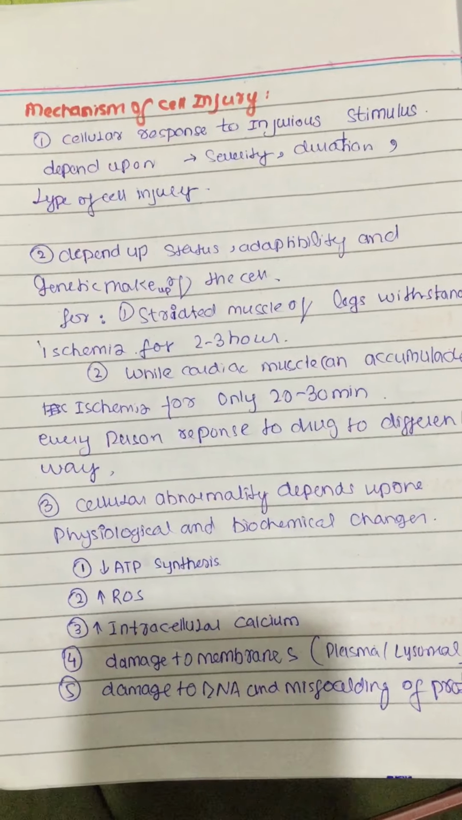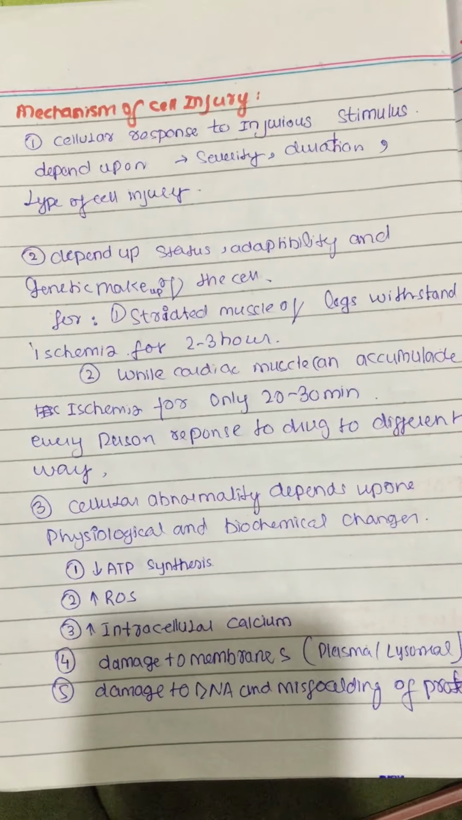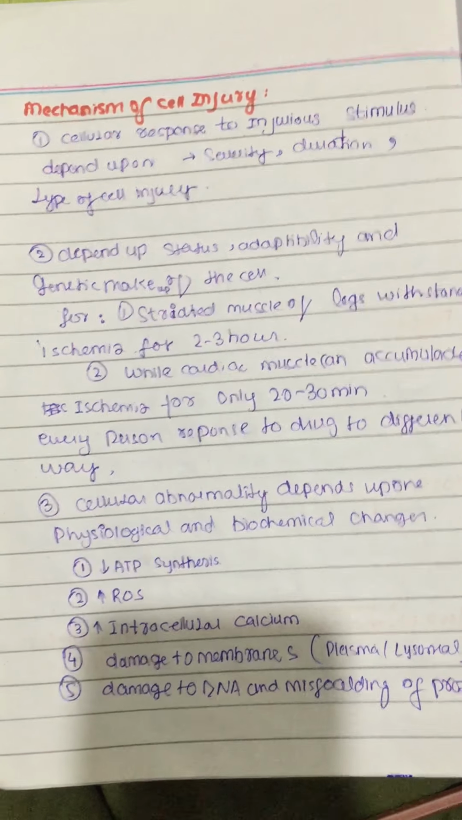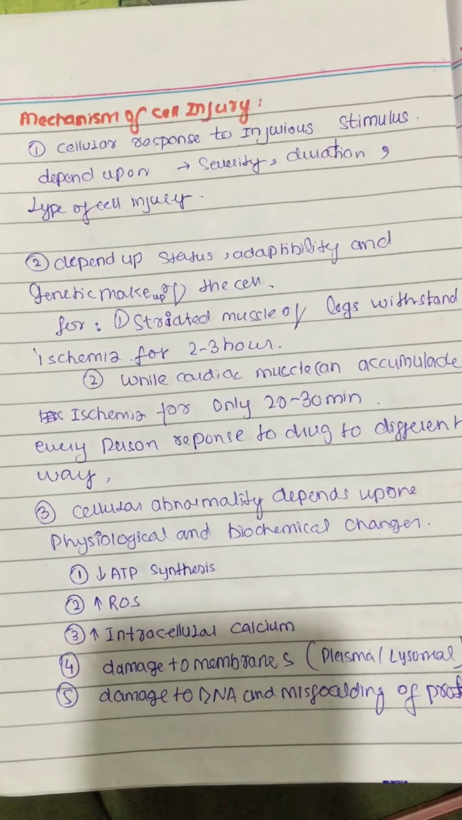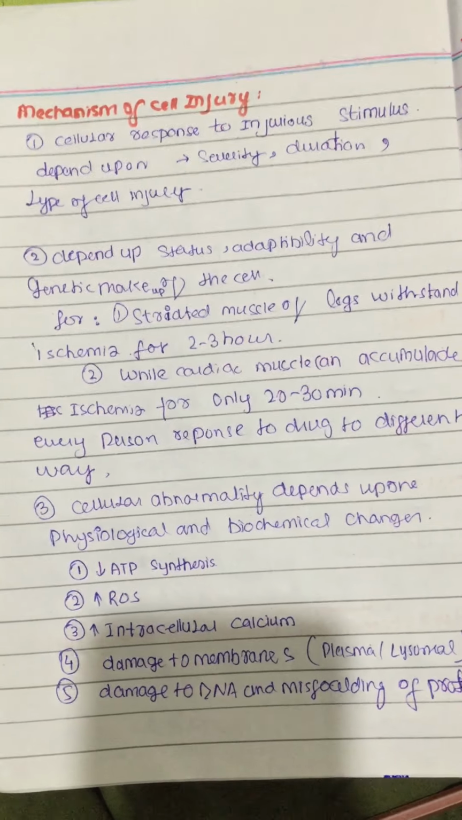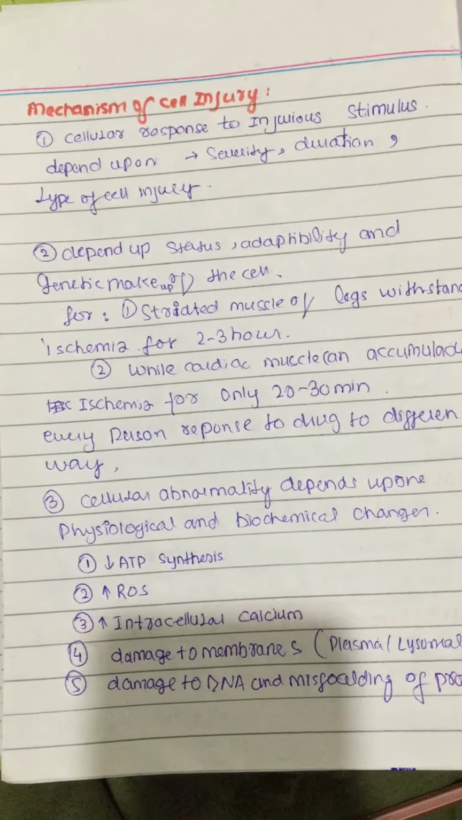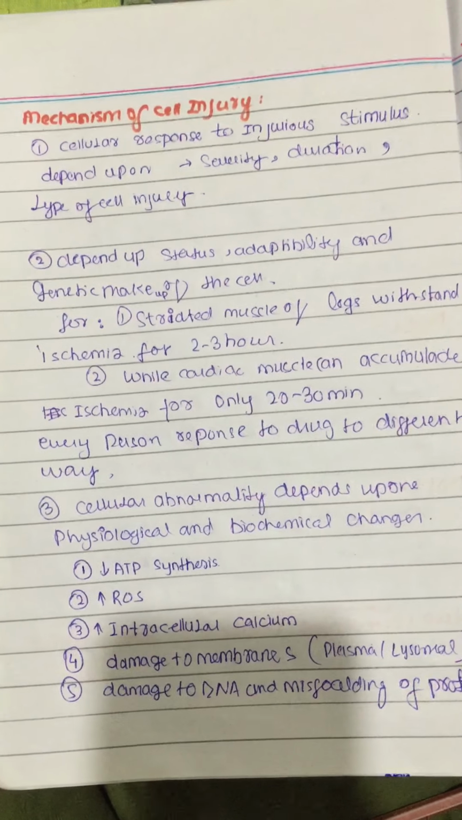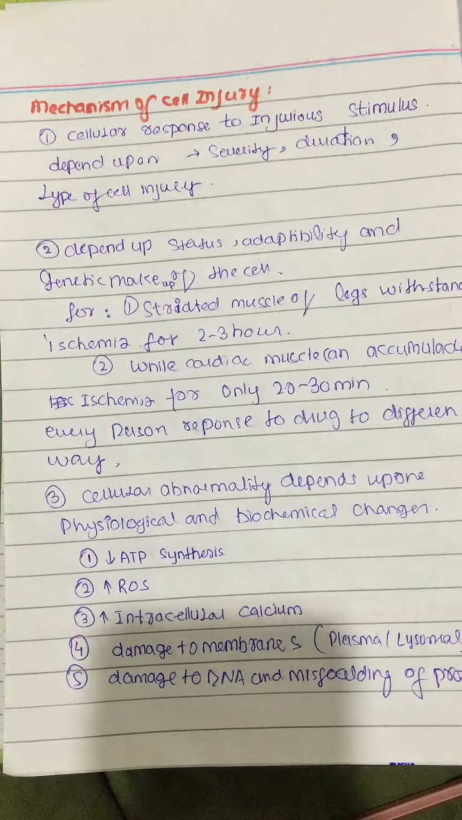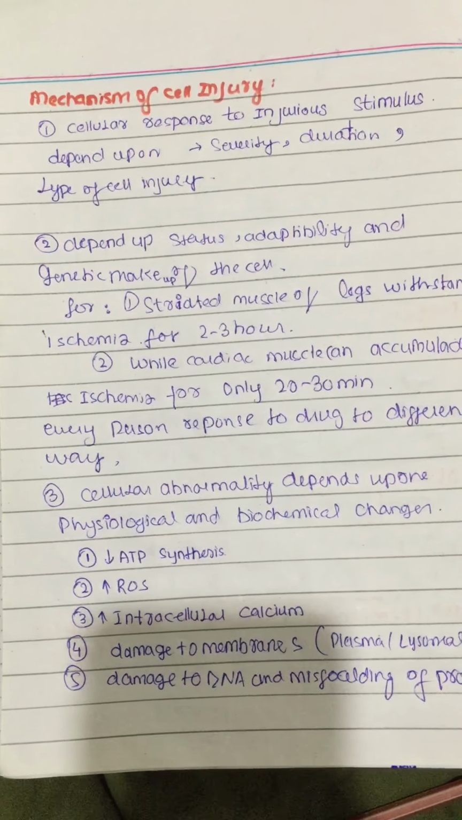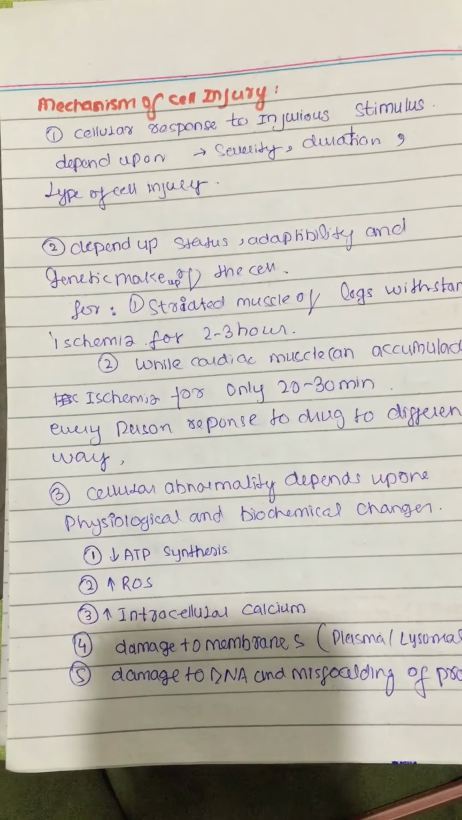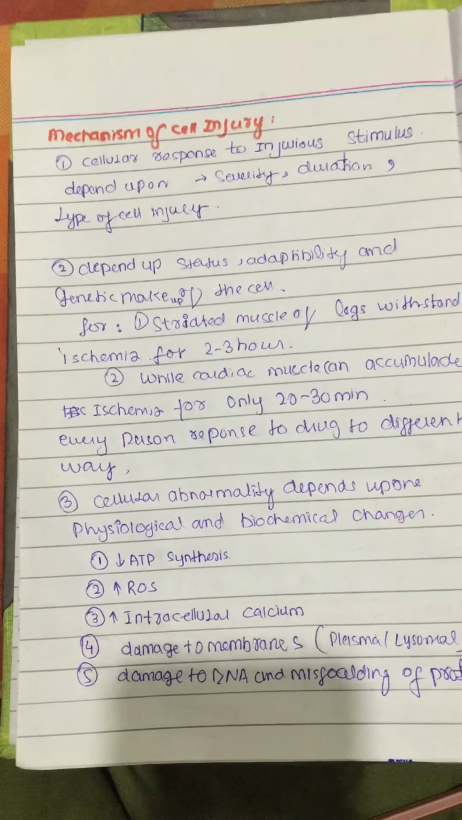After that we're gonna check the response of that particular cell to the injury by checking the status, adaptability, and genetic makeup of that particular cell. For example, the skeletal muscle can survive like 2 to 3 hours without the oxygen or with the ischemia, while the heart muscles can only survive 20 to 30 minutes, as well as the brain cells can only survive for a few minutes.